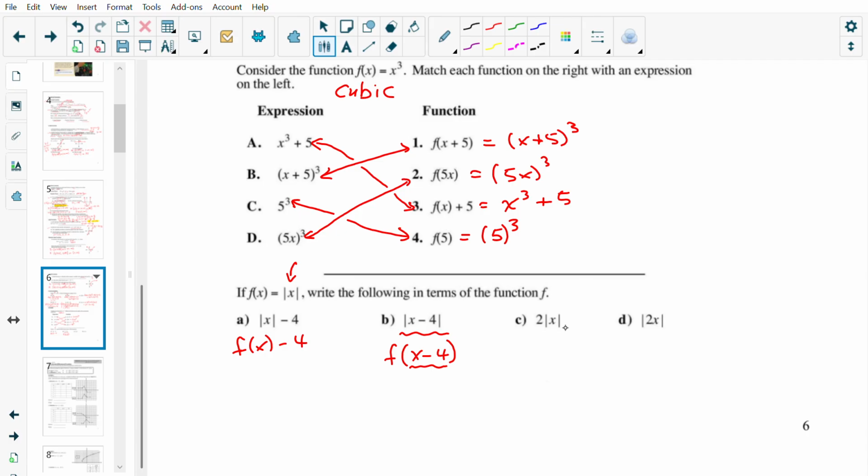So it's kind of like working backwards. 2 times absolute value of x. Well, this is just 2 times f of x. So this would be your function f of x, and then we're just multiplying by 2. Absolute value of 2x, last one, letter D. This is like saying f of 2x. So if we take 2x and substitute it in where we see the absolute value of x, we get f of 2x.